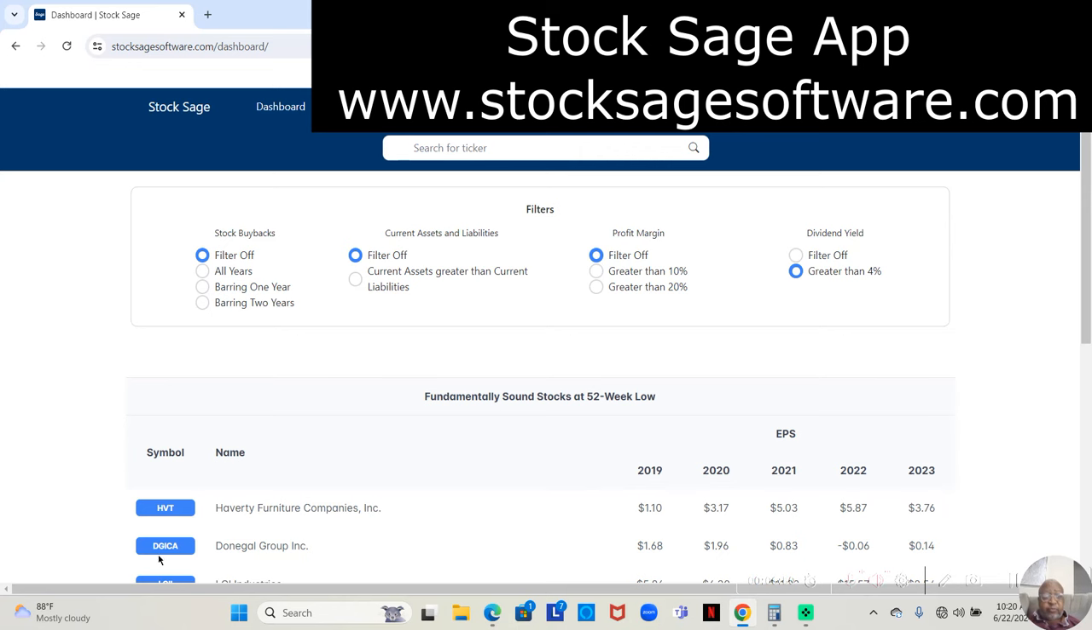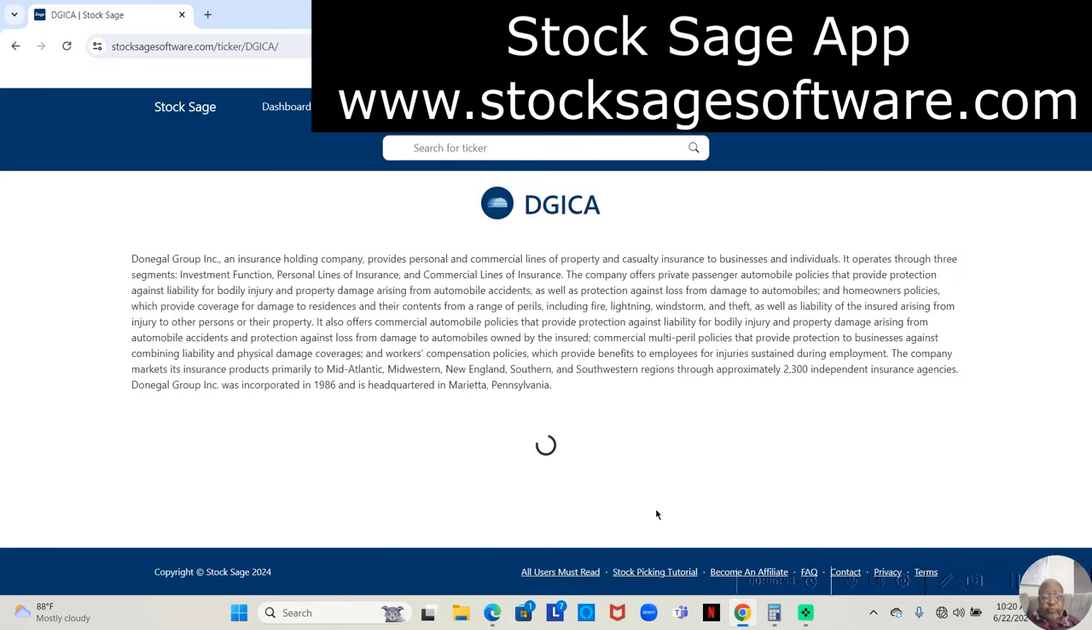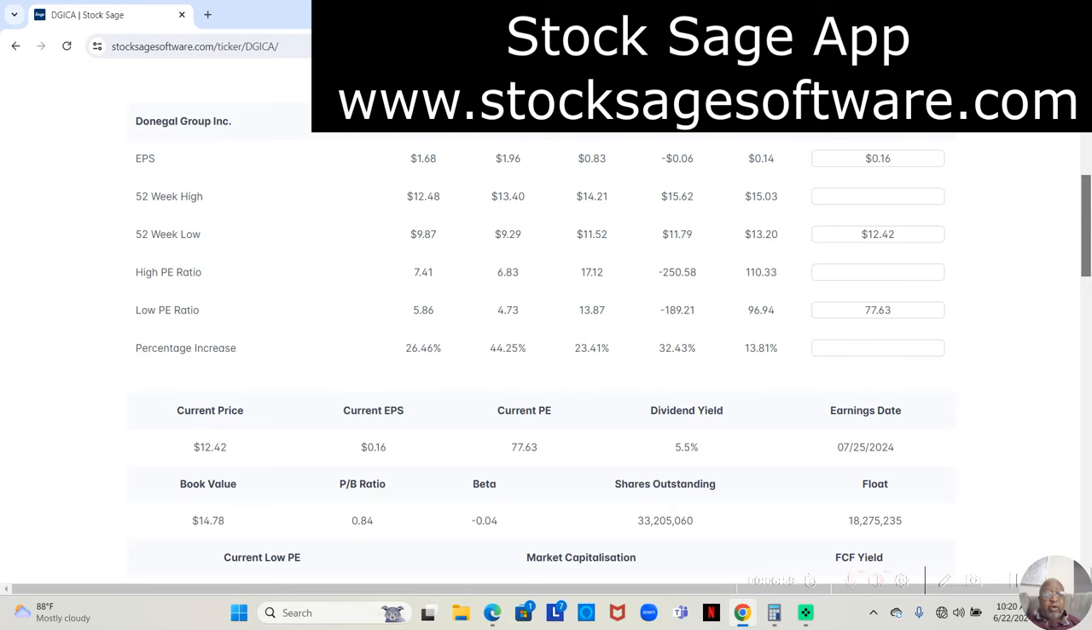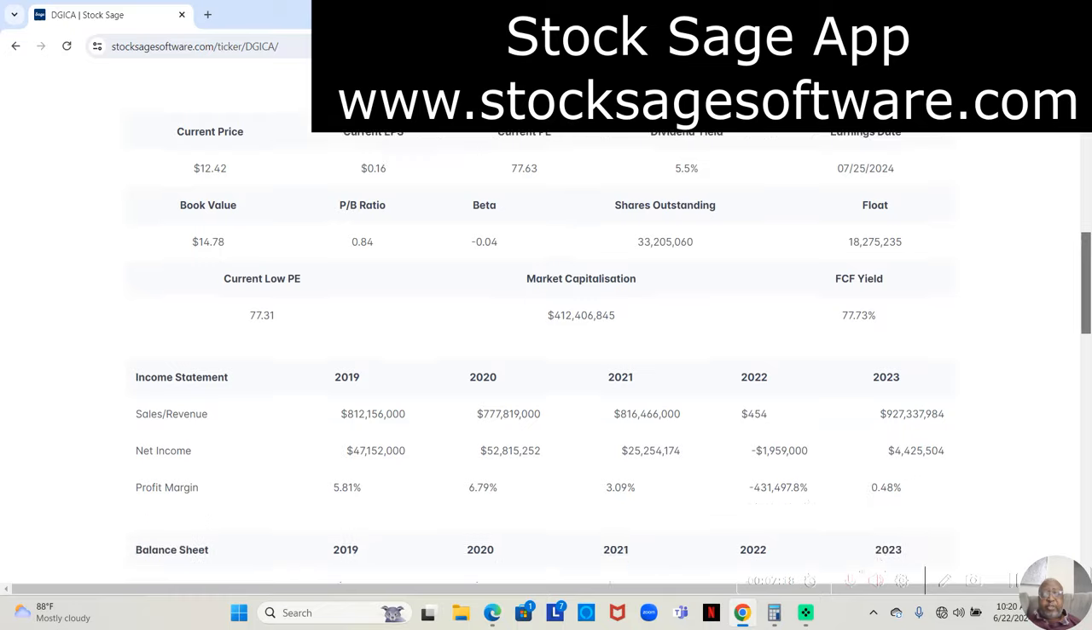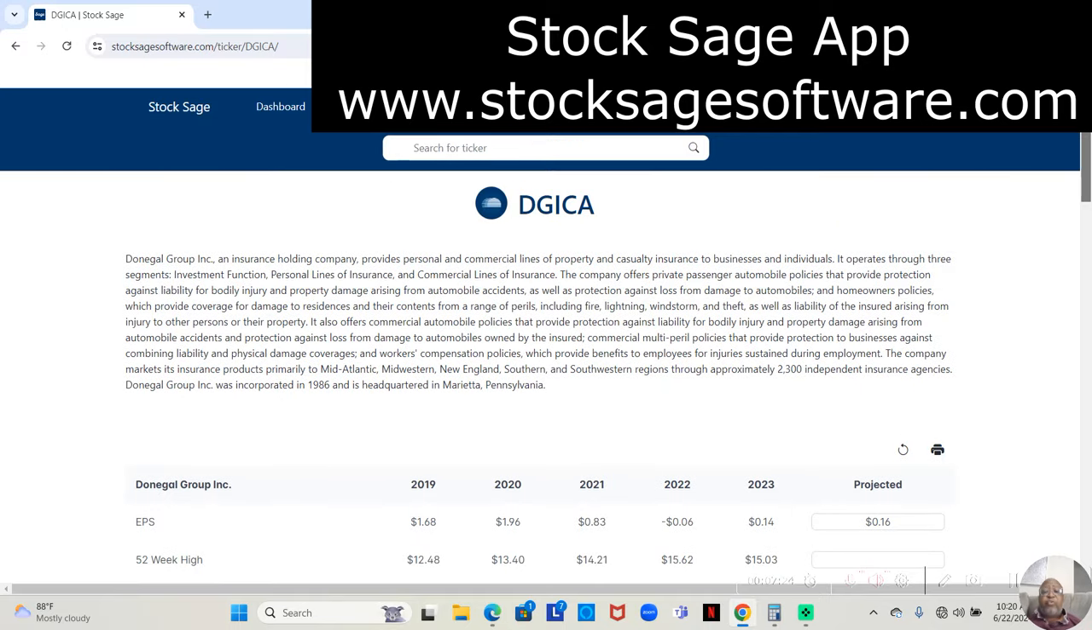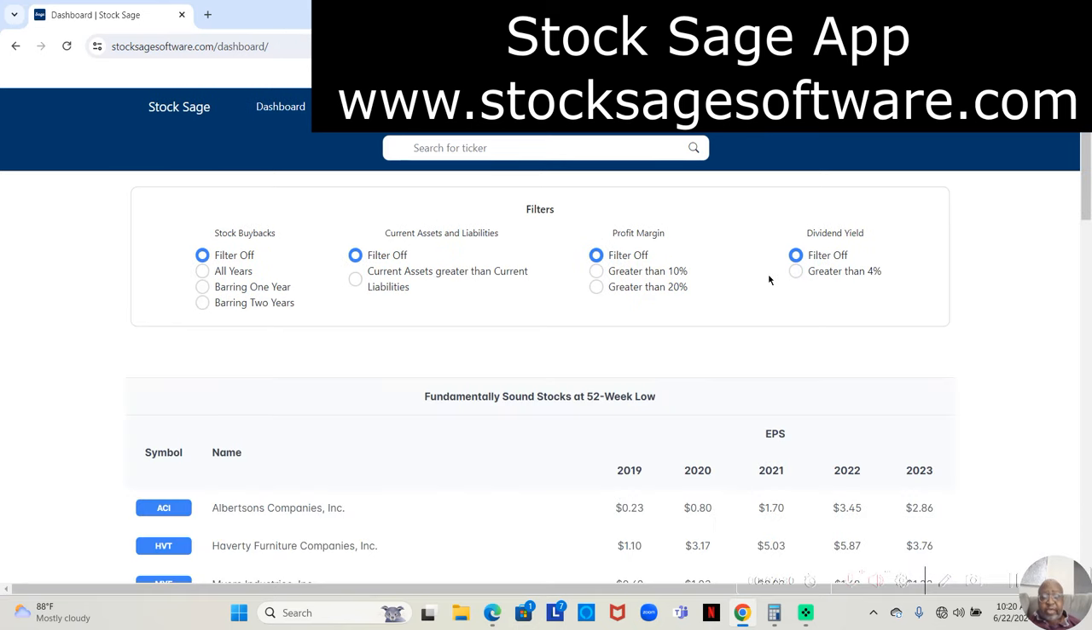and we have Donegal. Donegal Group. They are a $12.42 company with a 5.5% dividend yield. Now, notice we're not even looking at the fundamentals for these companies yet, guys. I'm just showing you that the app separates the companies with a 4% or greater dividend yield out from the rest of them. And we'll see how we can use that information a little later.